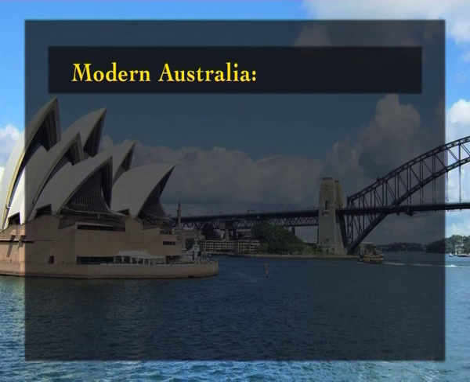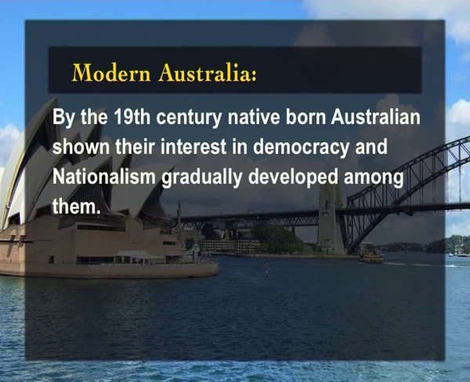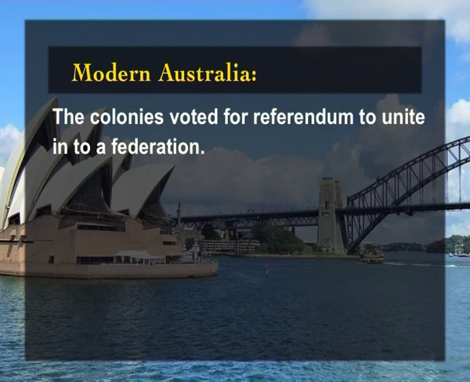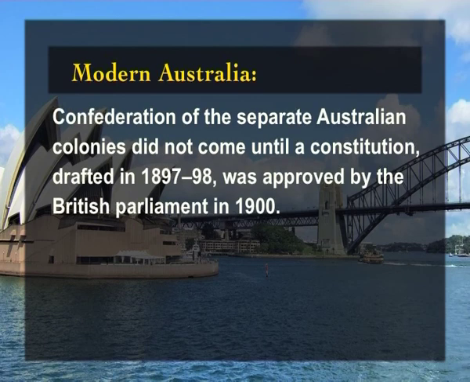Modern Australia. By the 19th century, native-born Australians had shown their interest in democracy, and nationalism gradually developed among them. The colonies voted in a referendum to unite into a federation. Confederation of the separate Australian colonies did not come until a constitution drafted in 1897-98 was approved by the British Parliament in 1900.